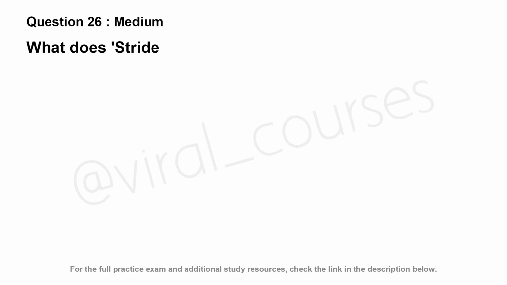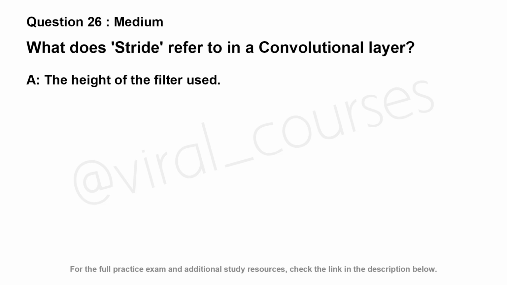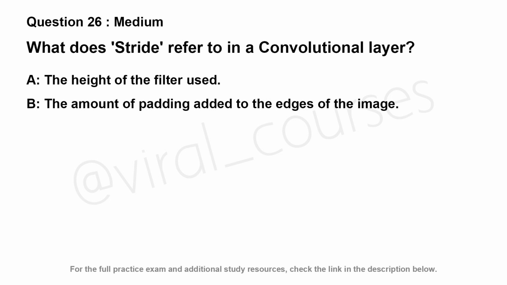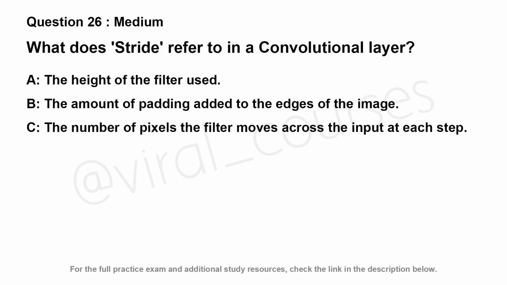What does stride refer to in a convolutional layer? Option A. The height of the filter used. Option B. The amount of padding added to the edges of the image. Option C. The number of pixels the filter moves across the input at each step. Option D. The total depth of the feature map.